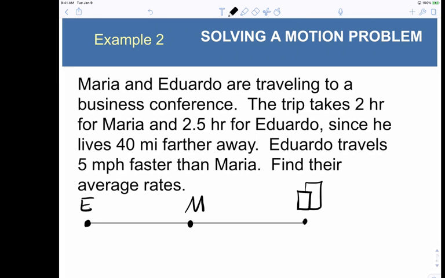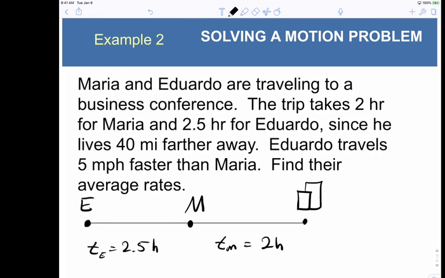So it says Maria and Eduardo are traveling to a conference. The trip takes, so the time for Maria, I'm going to label it like this. I'm going to say time for Maria is 2 hours, right? And 2.5 for Eduardo. So the time for Eduardo is going to be 2.5 hours, right?